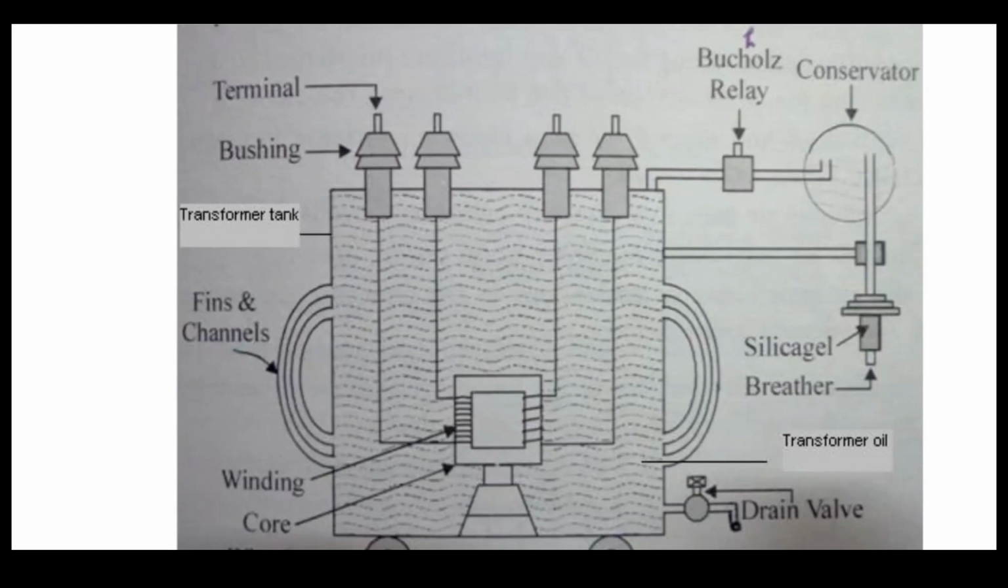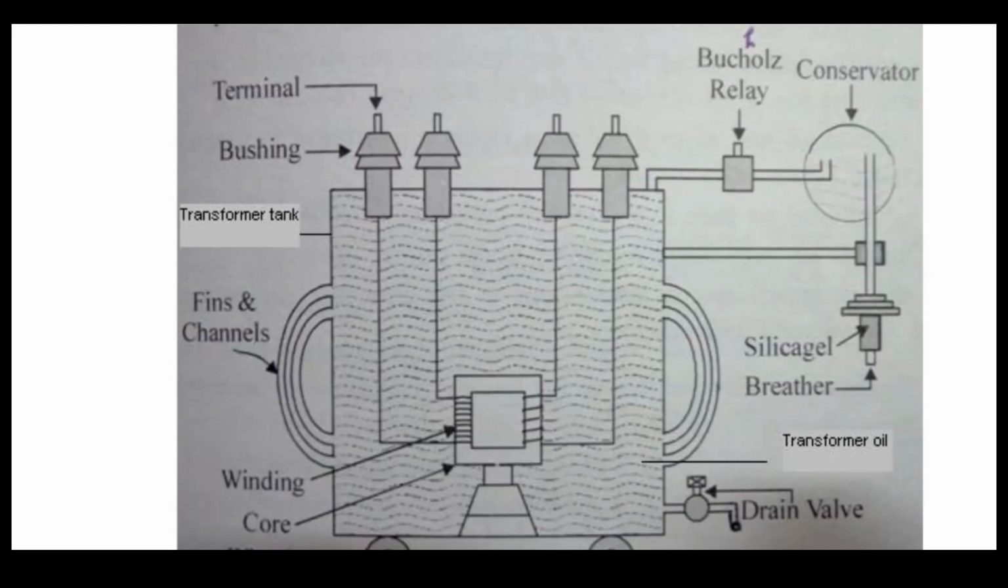Whenever the faults are more, carbon black is produced, and sludging is produced. Sludging is also due to the aging of the transformer, so its insulating properties and cooling properties reduce. When we see that its cooling properties and insulating properties are reduced drastically, we can replace the transformer oil.